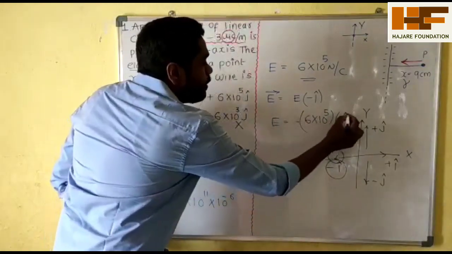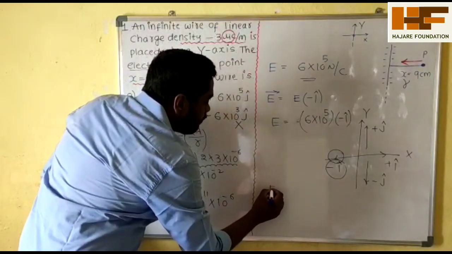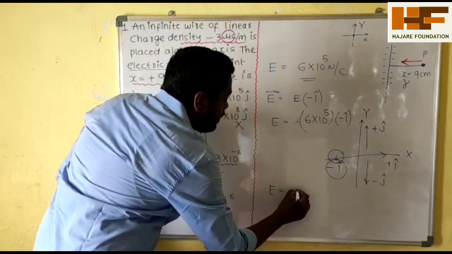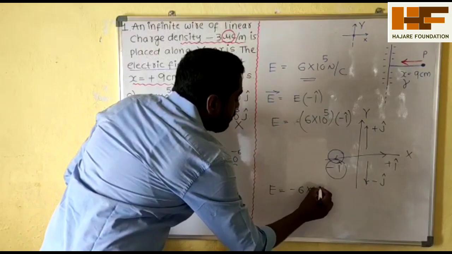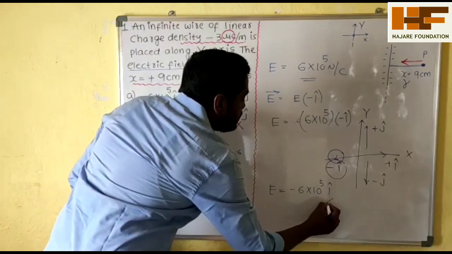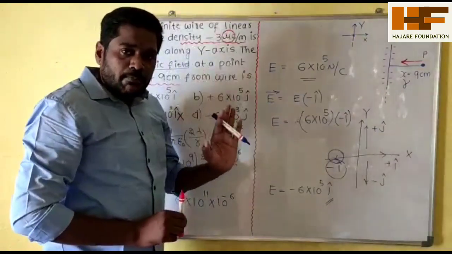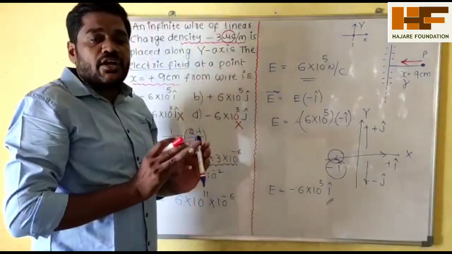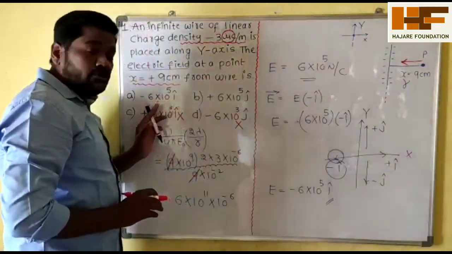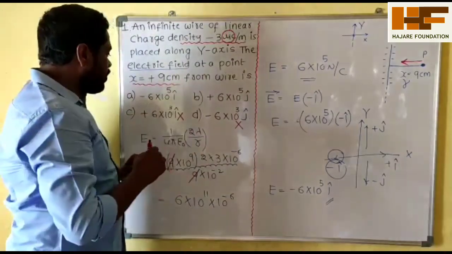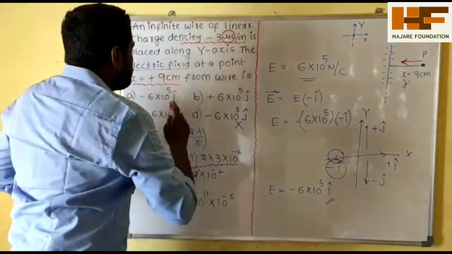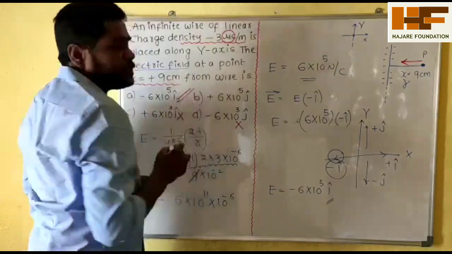Therefore, this minus you bring here, and what answer will you get? Finally E is equal to minus 6 into 10 power 5 i cap. This is our answer. So the problem is very simple, but to decide the direction of the electric field, we have to express it in vector form. Therefore, the first option is the correct answer for this problem.